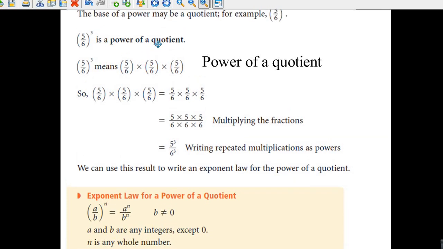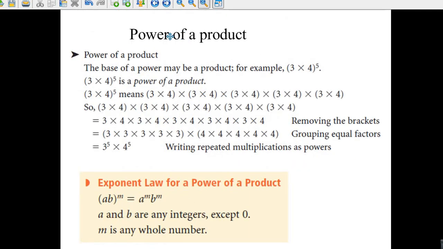Okay, let's look at one more thing. Let's look at the power of a product. What if you had something like this, 3 times 4, and you raise it to the 5th power? Well, you could go, oh, what does that mean? That means 3 times 4 times 3 times 4, 5 times. And if we listed them all out, and we rearrange, we've got 5 3s and 5 4s all multiplied together.